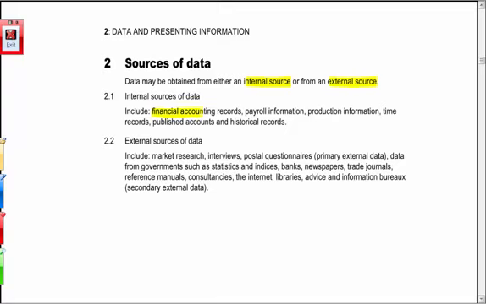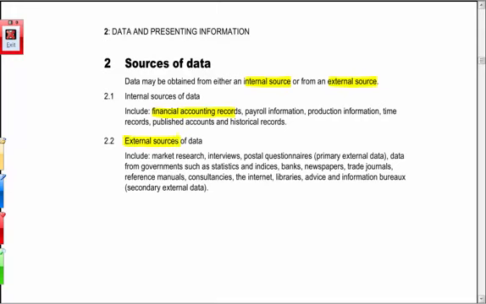So that might be the financial accounting records, or it might be information to do with HR from payroll or timesheets, from the production line, or it might also come from historical data, especially if we're wanting to be looking at trends.